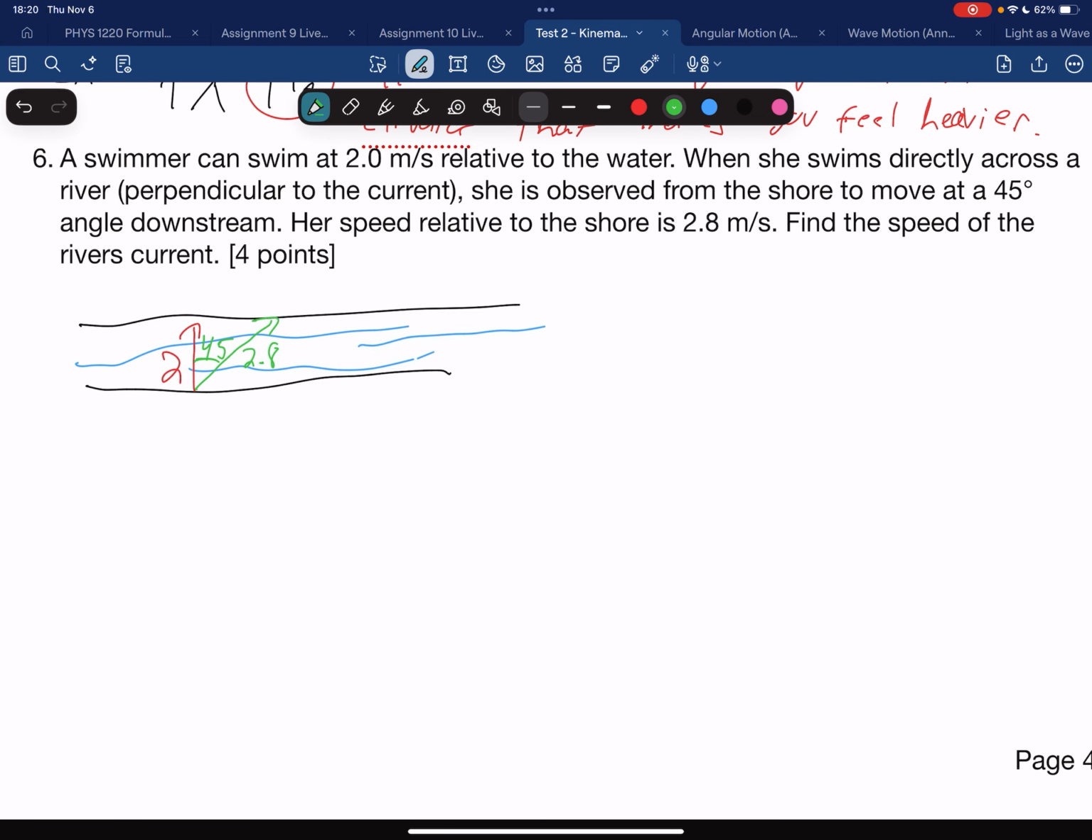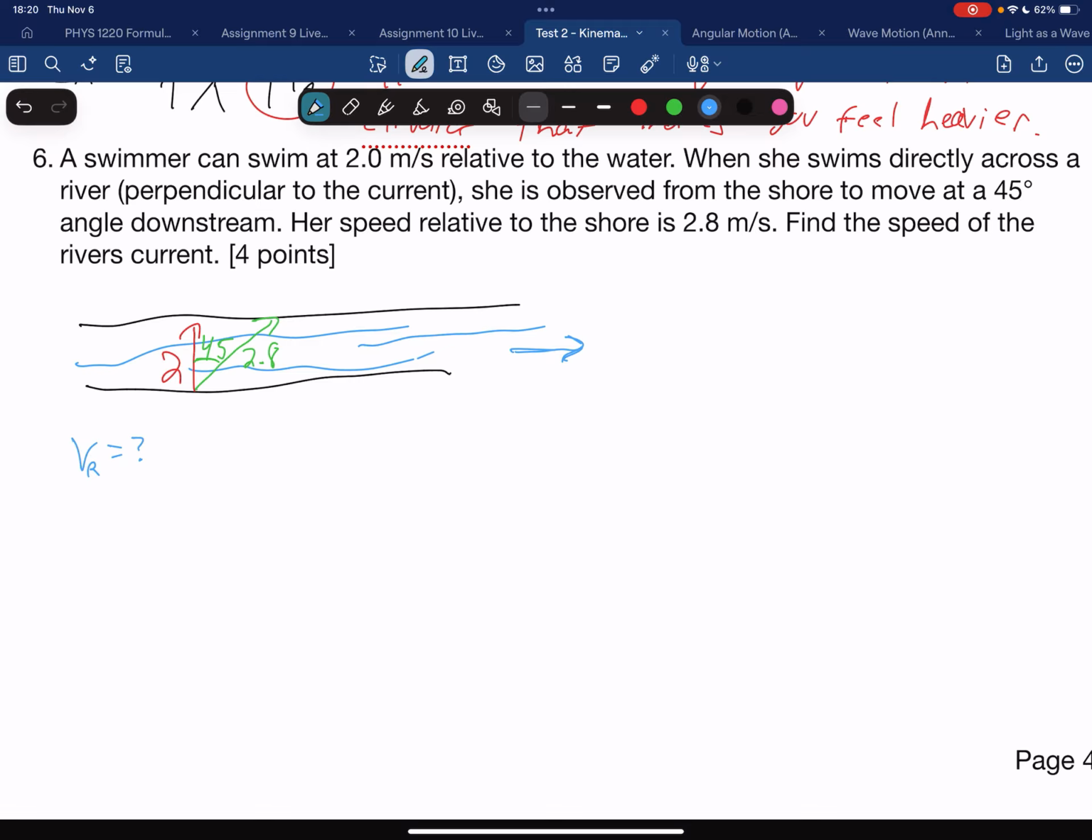Find the speed of the river's current. So we want to know velocity of the river equals question mark. So we know that the river is flowing to the right here. Flowing to the right. And if the swimmer is swimming directly across the river, perpendicular, but an outside observer sees them swimming at some angle, we know that the river has to be pushing them. The water has to be pushing them.